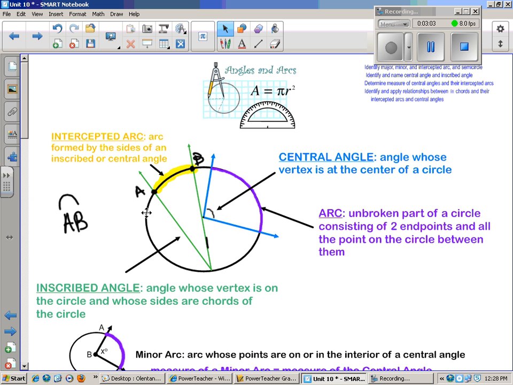Just a regular arc is just anywhere on the circle. An intercepted arc is the part that's between the sides of the angle. So this arc is between the green lines, and this arc's between the blue lines, so those would be the two intercepted arcs.